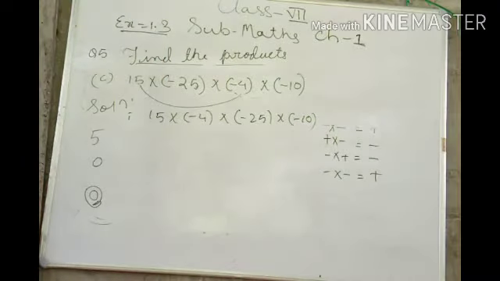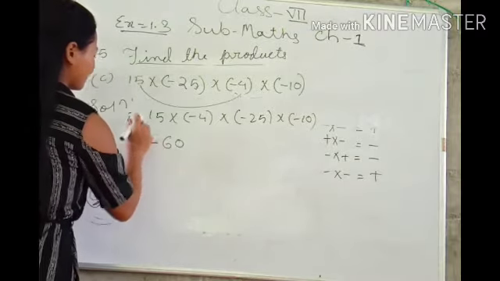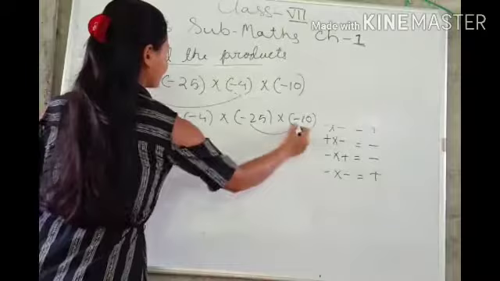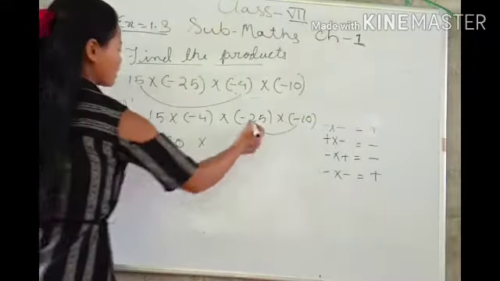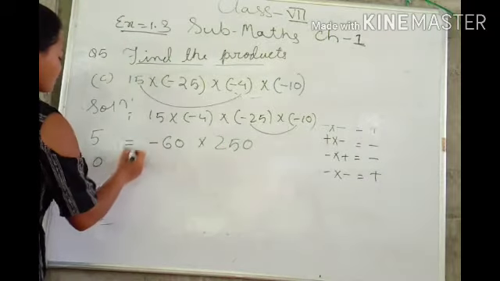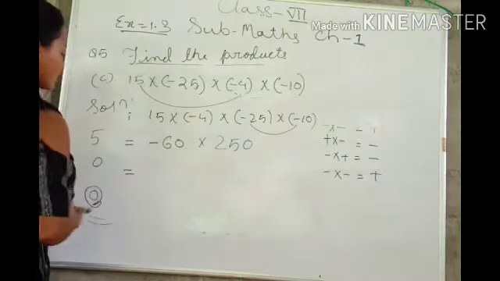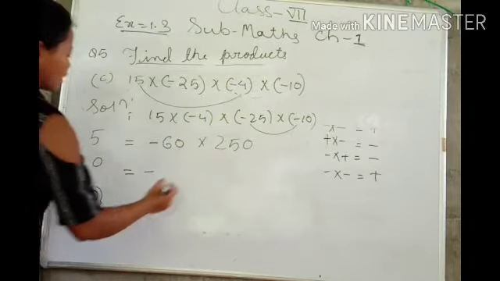Now 15 into minus 4, how much will you get? Minus 60, since plus and minus gives a negative sign. Now again you can see minus minus, which is plus. Now 25 into 10 is 250. Now again you have to multiply minus 60 into 250. The answer will be negative because minus and plus is minus.